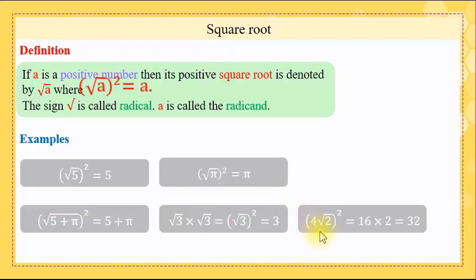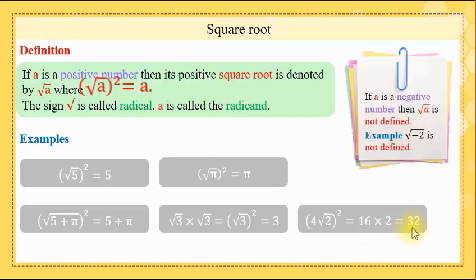Here we have 4 radical 2 squared. This means 4 radical 2 equals 4 times radical 2. Then the power 2 is taken by 4 and radical 2 to get 16 times 2, and finally we get 32. Pay attention, if a is a negative number, then radical a is not defined.